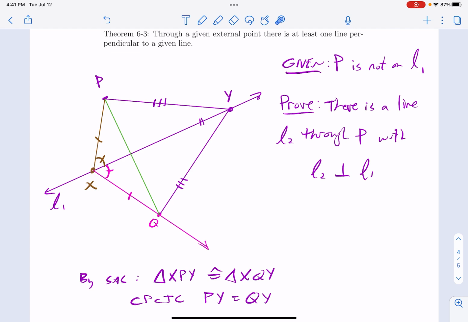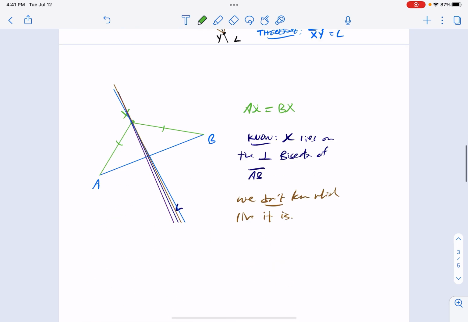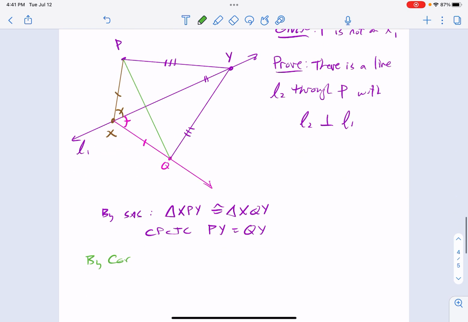Well, from the corollary we just talked about, if I have two points that are equidistant from the endpoints of a segment in a given plane, then the line connecting them is the perpendicular bisector. So by the corollary, and the number there was 6-2.11, the line XY is the perpendicular bisector of segment PQ.